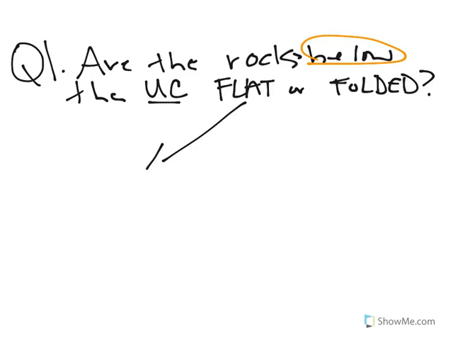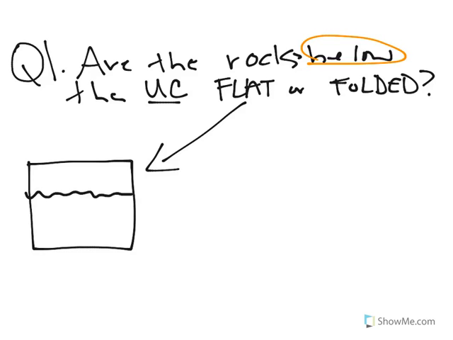So, when I say flat, what does that mean? Let's say here I have a sequence, and there's my unconformity, and the rocks below it are flat lying. They haven't been tilted. If I see something like this, we call it a disconformity.